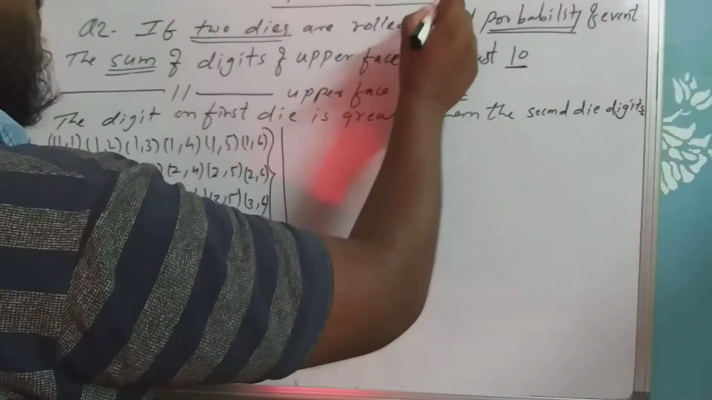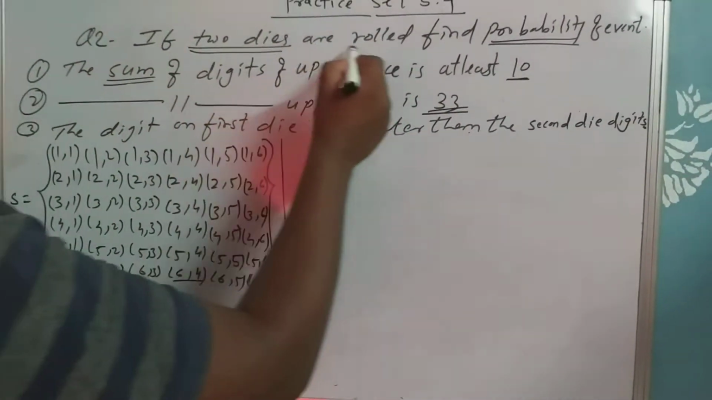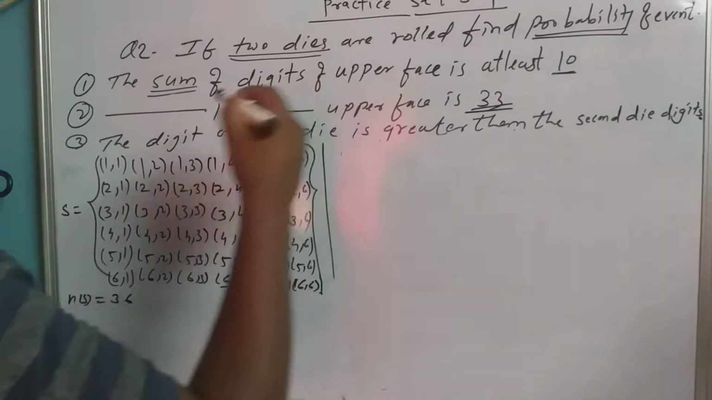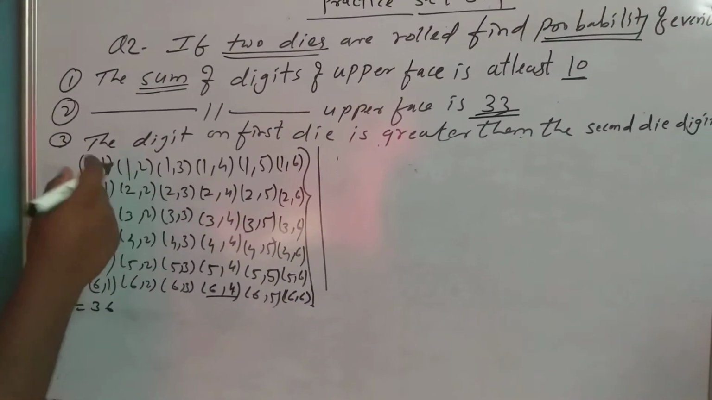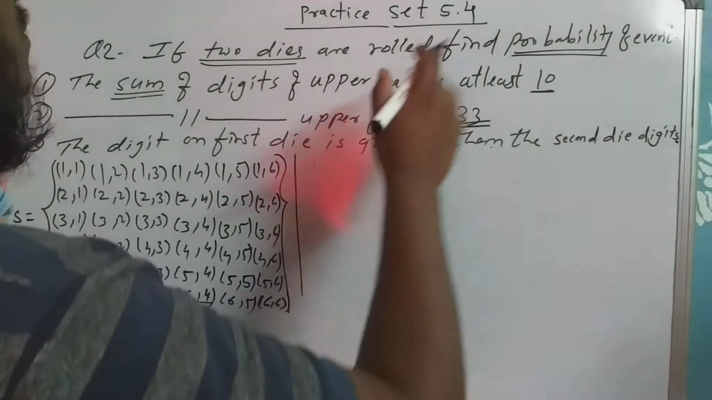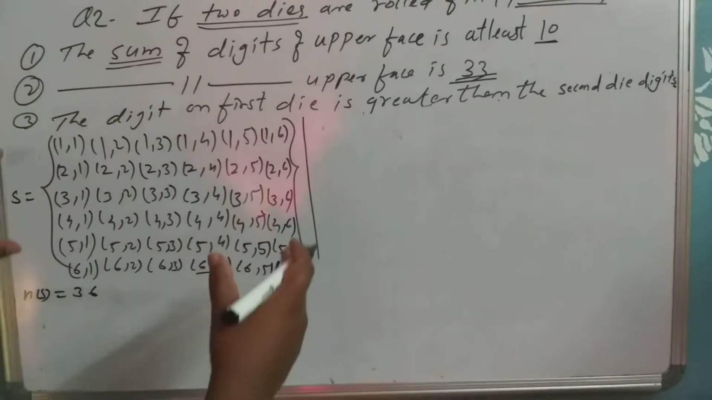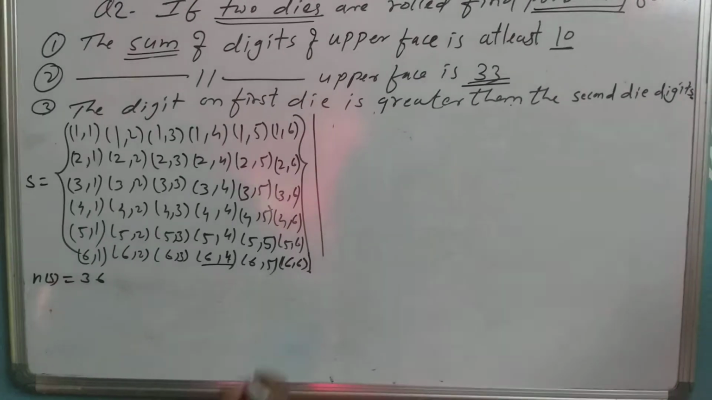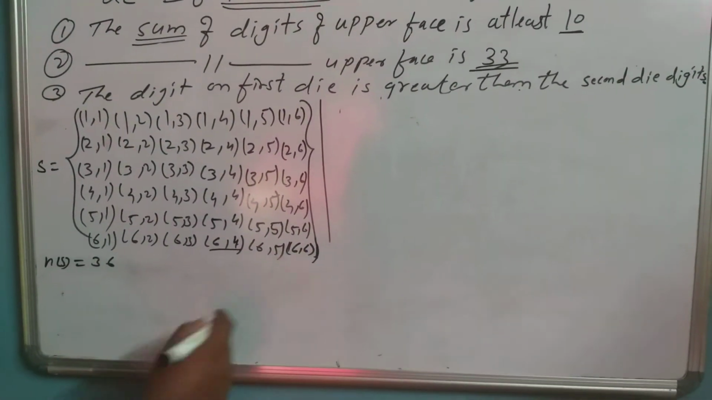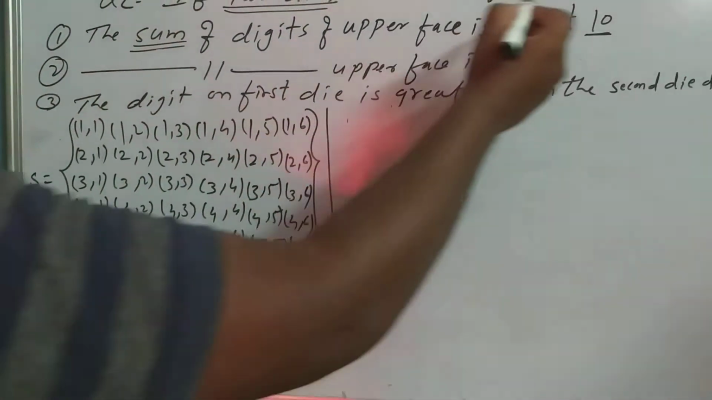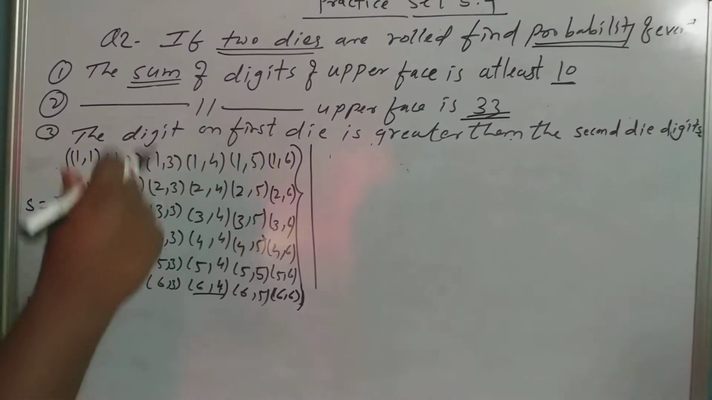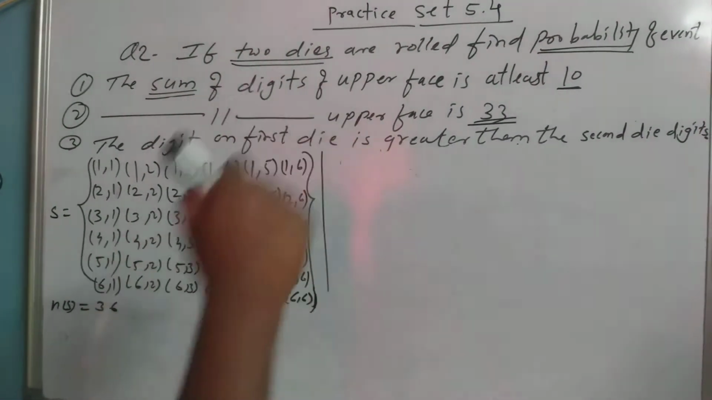From this exercise 5.4: if two dice are rolled, find the probability of the events. Three events are given. I have already written the sample space and the number of sample points, because sometimes writing takes some time. The word probability will come again in all questions of this exercise.